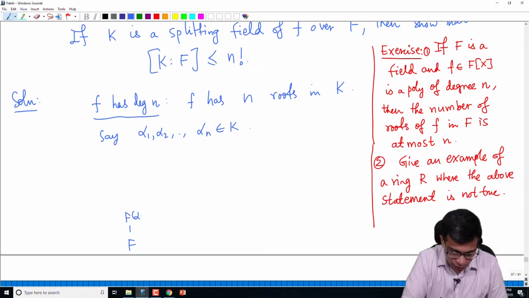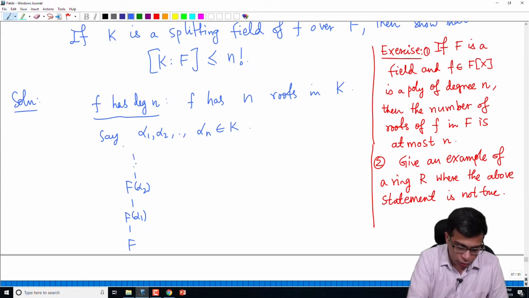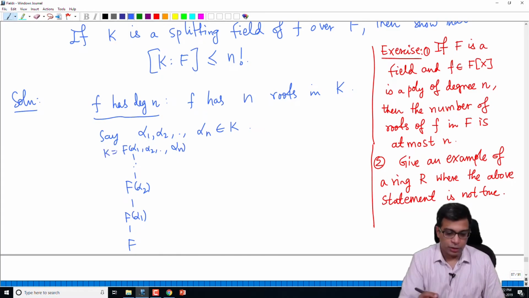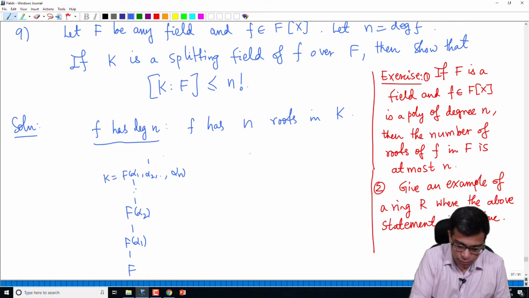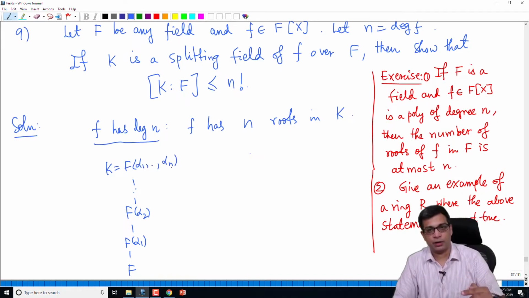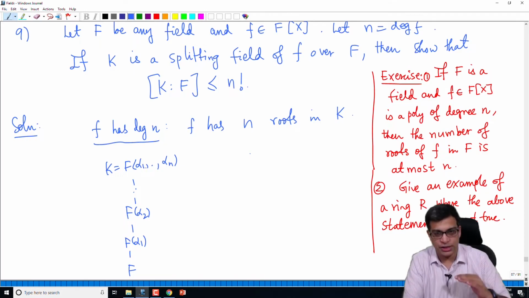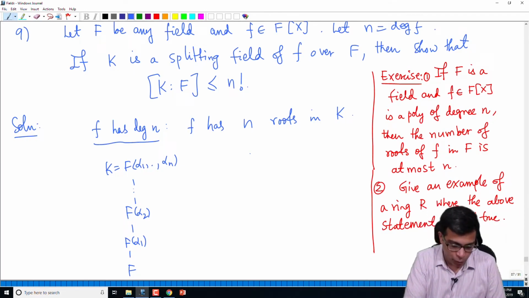Look at F(alpha 1), F(alpha 1, alpha 2), and so on, all the way to F(alpha 1, alpha 2, ..., alpha n), which is our K, right? Because remember, a splitting field is a field where the polynomial splits completely, and more importantly, the field is generated by those roots. It doesn't have any extra stuff above it than is needed. So alpha 1 through alpha n are the roots.